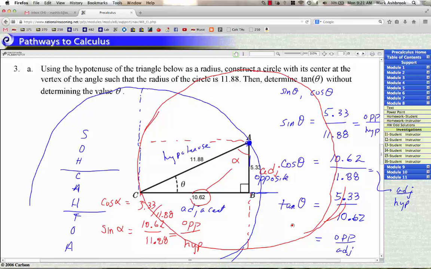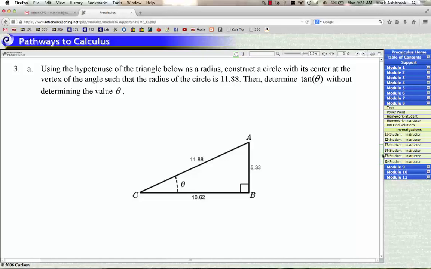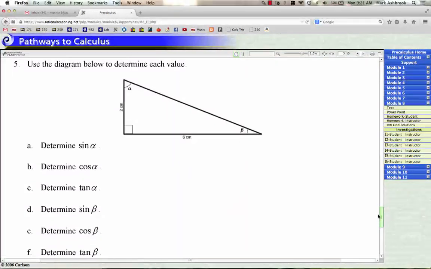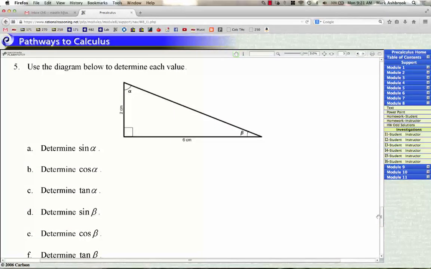Okay, so go on to the next page. Any questions on that? And look at this, number 5. It's kind of hard to read. This says 6 centimeters here in your book. And this is 2.